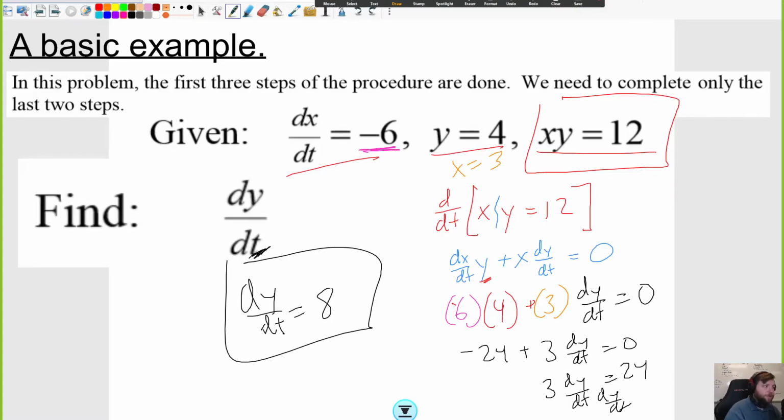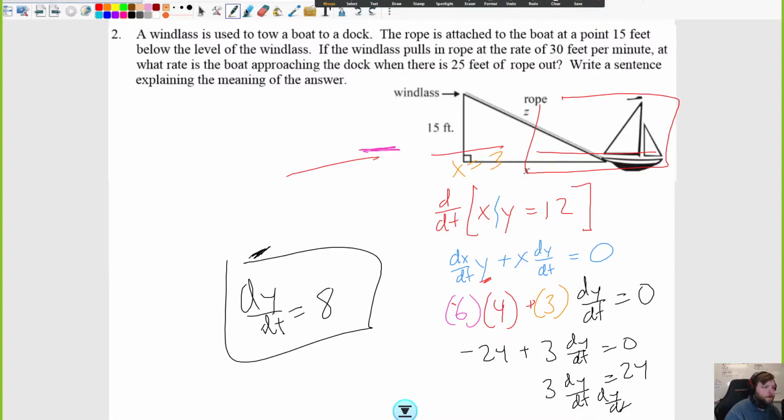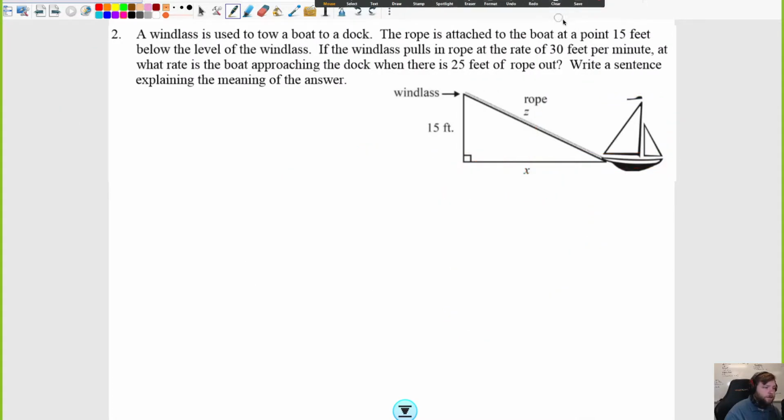Let's try something else, though. Word problems. Gosh, I hope I can do this. I haven't done this in a while. A windlass. A windlass.